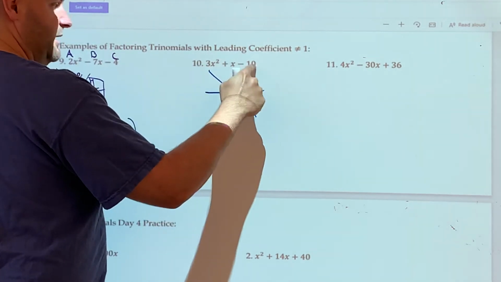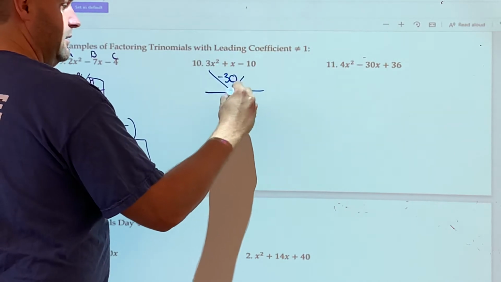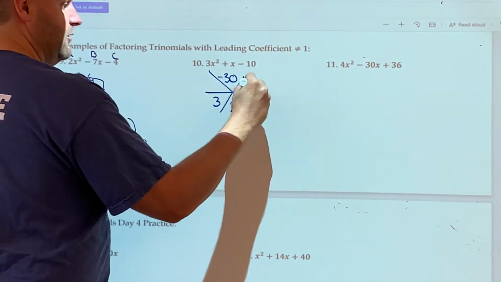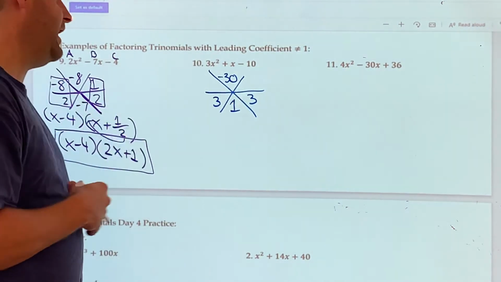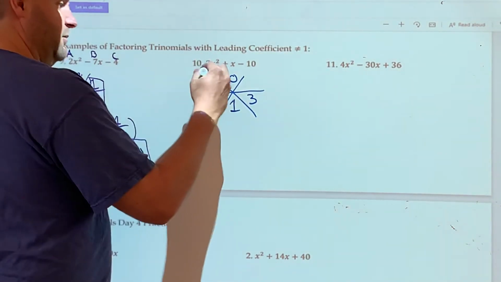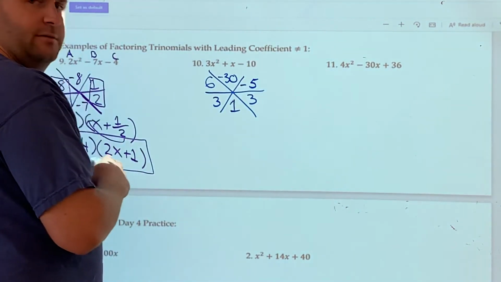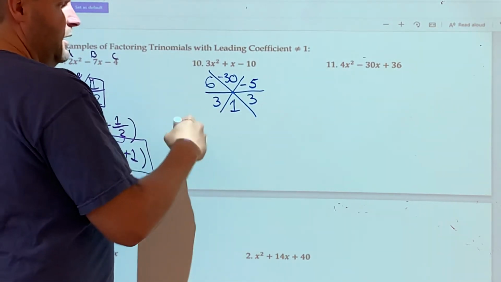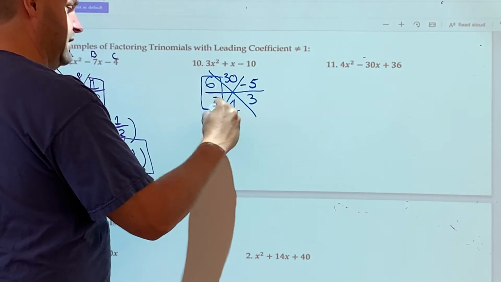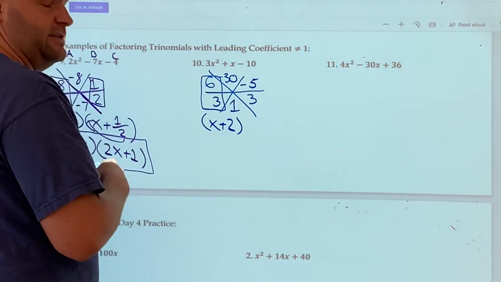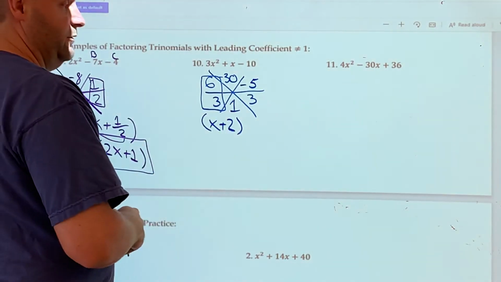Again, A times C goes here. 3 times the negative 10, negative 30. B is 1, A is 3, and 3. So two numbers that multiply to give me a negative 30 that add to equal 1 is going to be 6 and negative 5. So now that you've got your star filled out, go ahead and look at your fractions here. 6 over 3, not 6 over 2. 6 divided by 3 is a positive 2, so that's x plus 2.